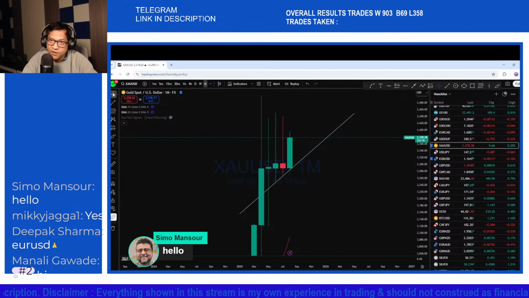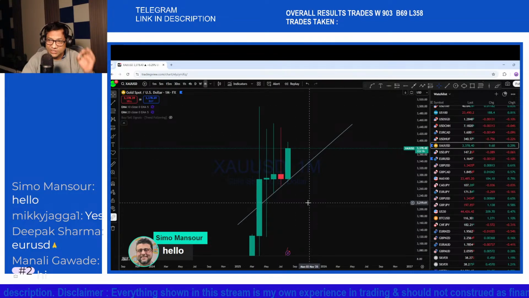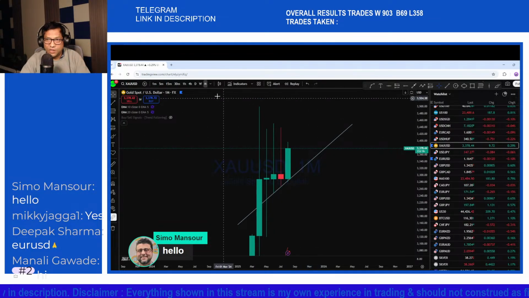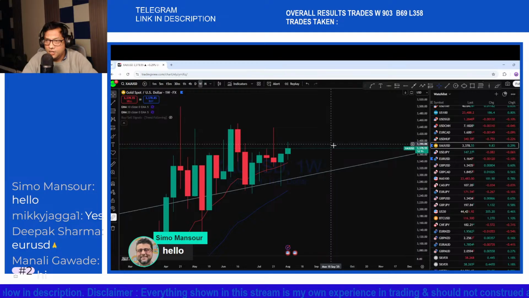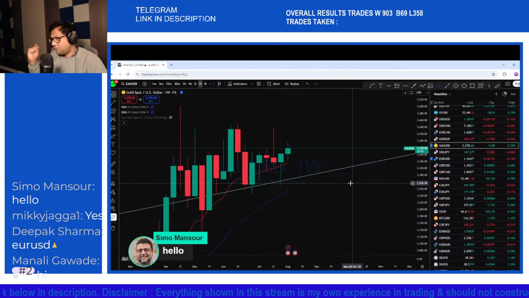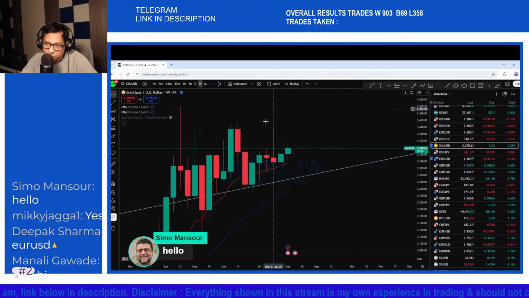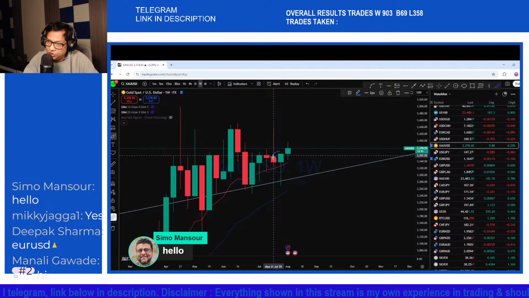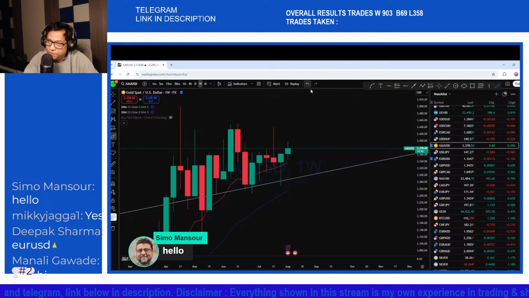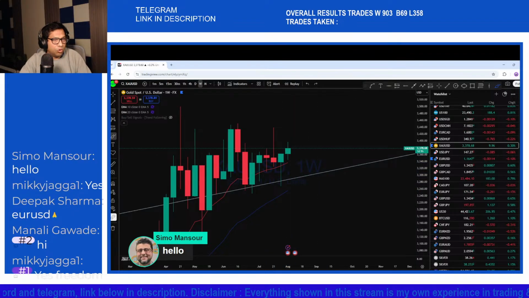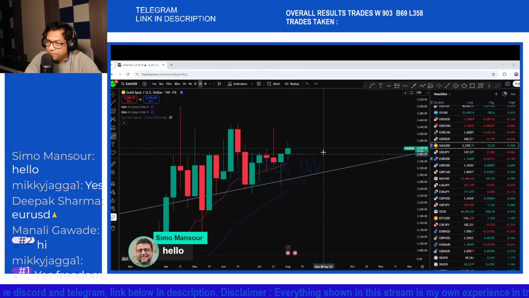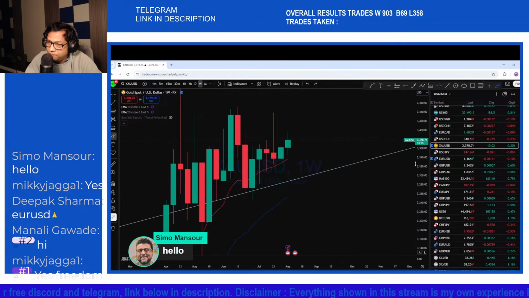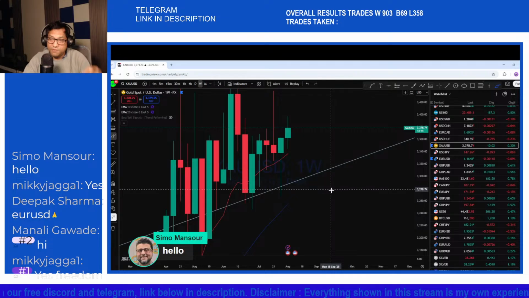Now from this monthly support, we can see the price has made its move back to the upside. Going back to the weekly to understand: you have seen that the analysis I posted quite a few times previously also printed a pin bar here, a bullish pin bar in this area on gold. And that pin bar you can see from this weekly is a bullish pin bar.